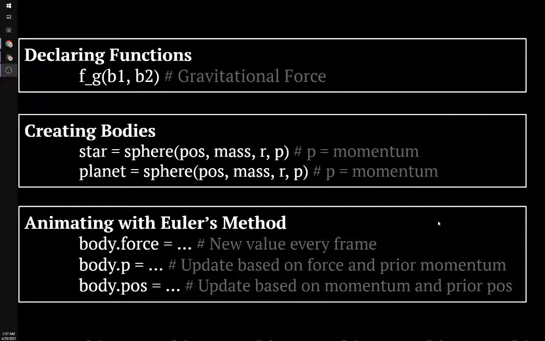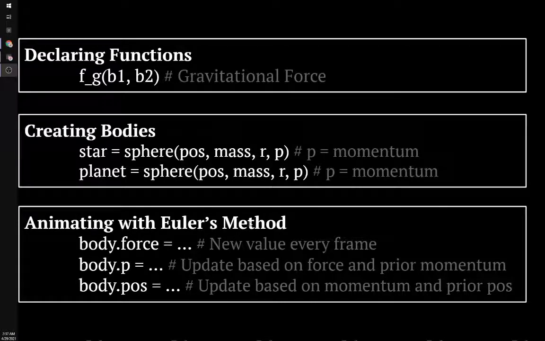The second part of our code is going to be creating our bodies. In this case, we're just going to have a star, which is a sphere with a position, mass, radius, and momentum. Now we're going to start denoting momentum with P. It's a bit shorter, and this is what you're going to be using in your physics classes. And we're going to make a planet, which is going to be a sphere as well, and it's going to have different parameters, you'll see.